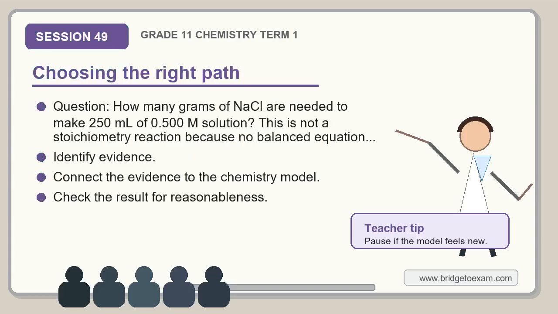Choosing the right path. Question: how many grams of sodium chloride are needed to make 250 milliliters of 0.500 M solution? This is not a stoichiometry reaction because no balanced equation is given. Use molarity first. Moles equals M times L equals 0.500 times 0.250 equals 0.125 mole sodium chloride. Then use molar mass. 0.125 mole times 58.44 grams per mole equals 7.31 grams sodium chloride. Notice how the answer comes from evidence and reasoning, not from guessing.